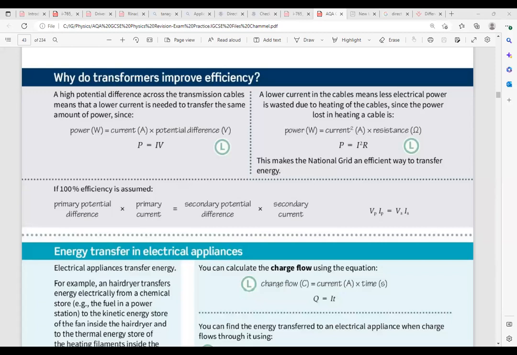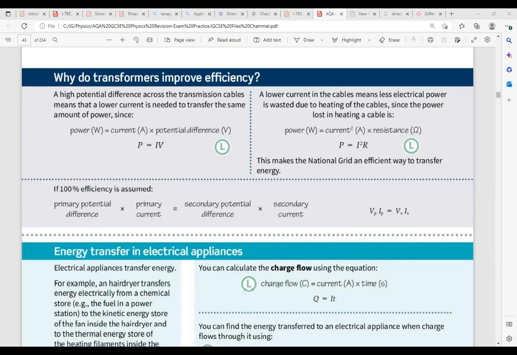V equal IR over V? No. Mahmoud, IR is V. P equal IR over V? No. The definition of P is equal IV, right? I took off V and put IR, so another formula for P is I squared R. You agree with this? So if I ask you for the relationship between P, I, and R, you are going to put P equal I squared R.